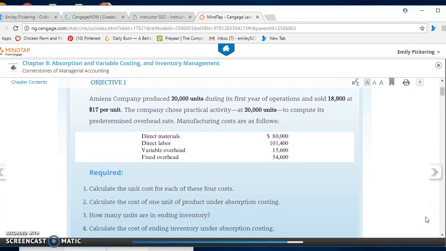What we're going to do is we have 20,000 units produced and 18,900 sold. The company is choosing practical activity, not the absolute best possible scenario, but what's actually realistic, to compute its predetermined overhead rate. So let's go ahead and figure out the unit costs for each of them.